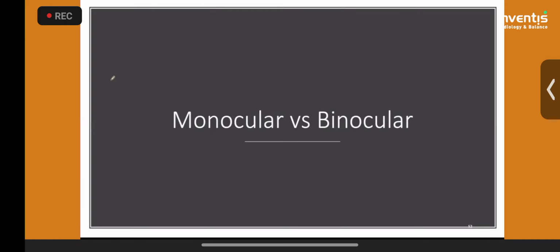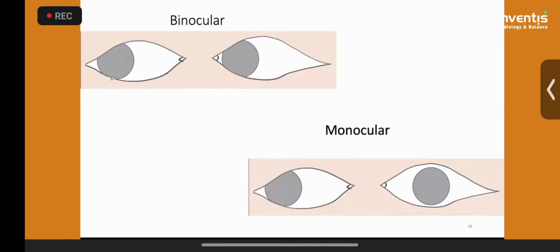Then the next attribute of the nystagmus is whether it is originating from one eye versus both the eyes. So if a nystagmus is originating in both the eyes, it is called binocular nystagmus.